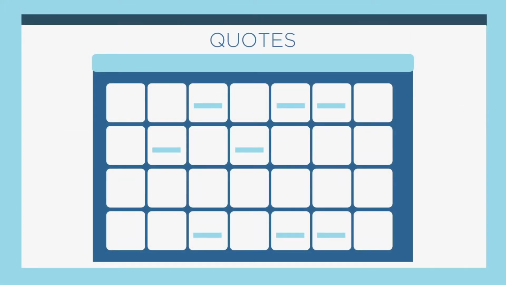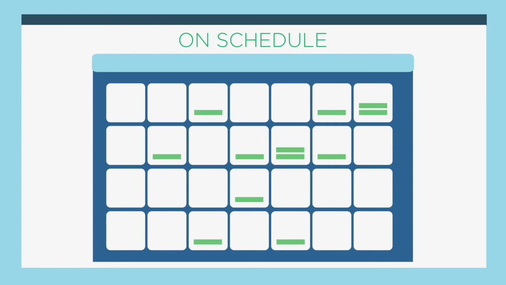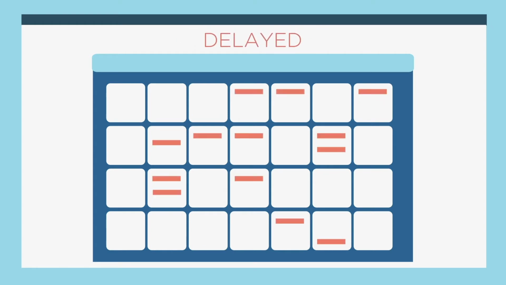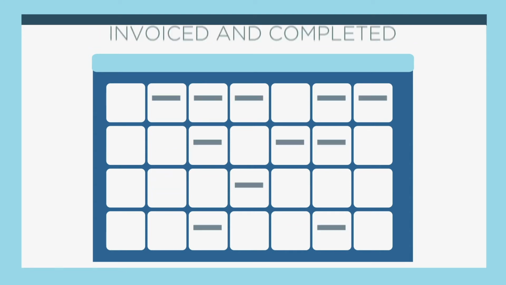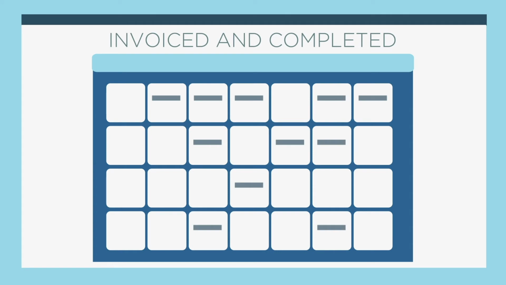Blue is for quotes. Green is for order shipping from stock and on schedule. Red is for order shipping from stock that might be facing a delay. Yellow is for order shipping directly from a manufacturer. And gray is for invoiced and completed orders.